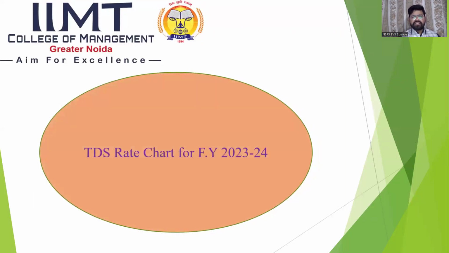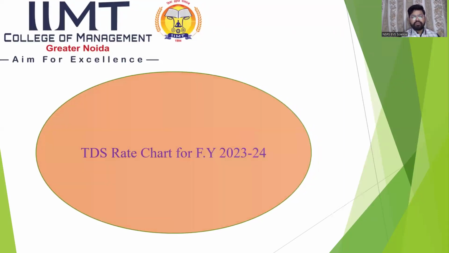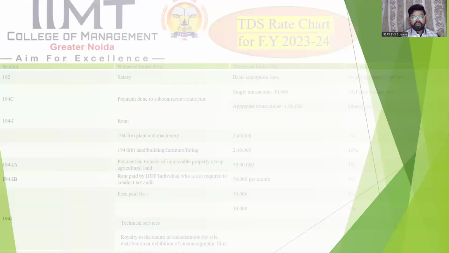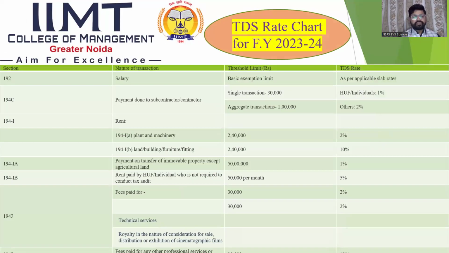TDS rate chart for financial year 2023-24. Before it, we discussed all the possible points of salary: the gross total income, deductions, new tax regime, old tax regime, marginal relief, surcharges. Then the next point is the TDS rate chart.